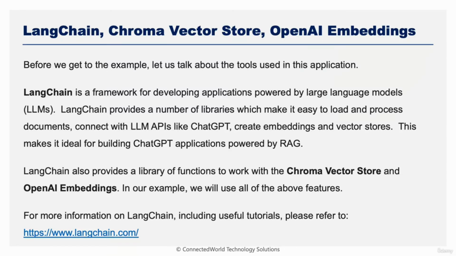Before we go into the example, let us talk about the tools used in this application. LangChain is a framework for developing applications powered by LLMs. LangChain provides a number of libraries which make it easy to load and process documents, connect with LLM APIs like ChatGPT, create embeddings and vector stores. This makes it ideal for building ChatGPT applications powered by RAG. LangChain also provides a library of functions to work with the Chroma vector store and OpenAI embeddings. In our example, we will use all of the above features. For more information on LangChain, including useful tutorials, please refer to the website for LangChain indicated here.